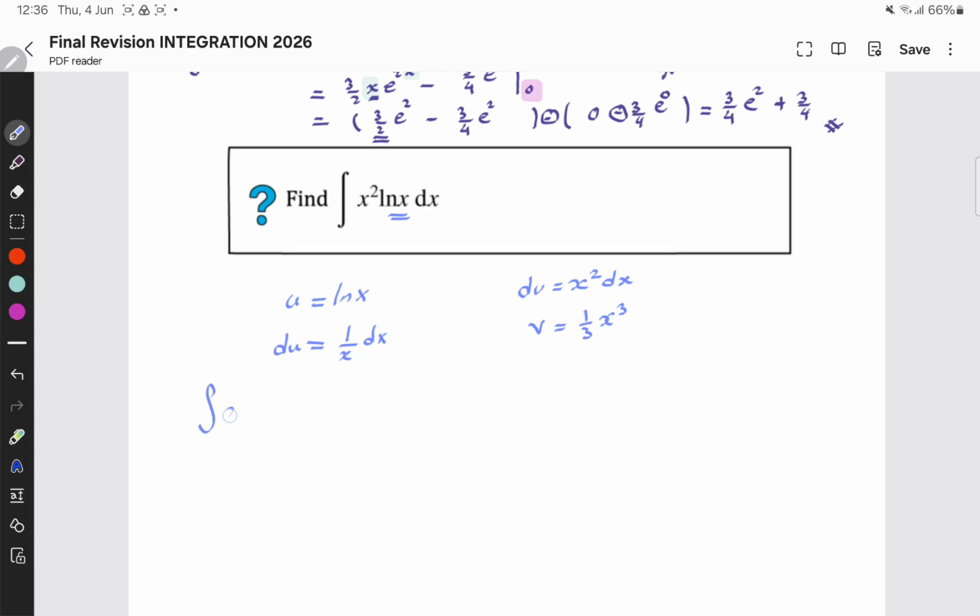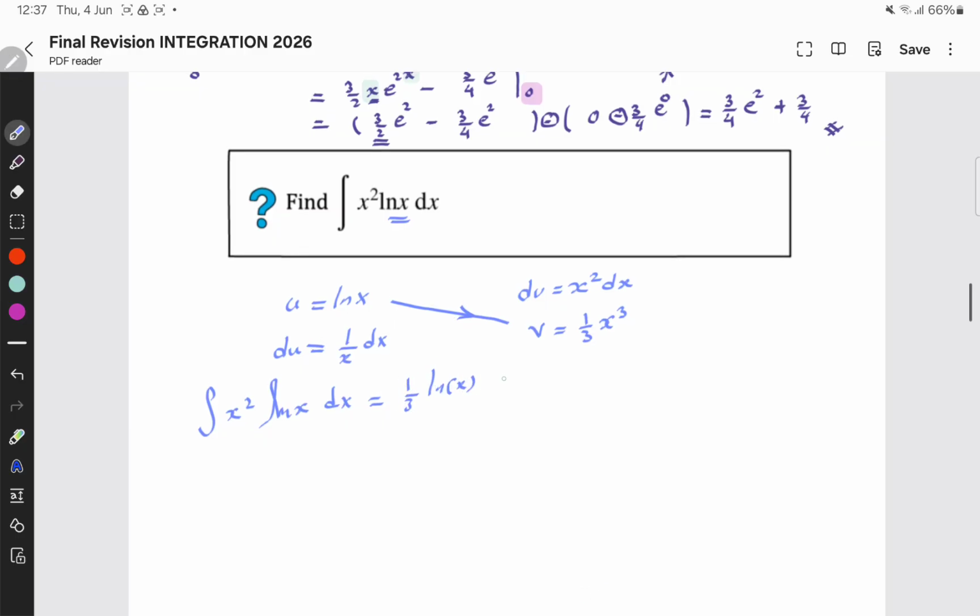Now the integral of x squared times ln x with respect to x is equal to, we just multiply u times v, it will be 1 over 3 times ln x in brackets times x cubed. We cannot multiply x here by the inside of ln. Minus the integral, just do that in your exam.